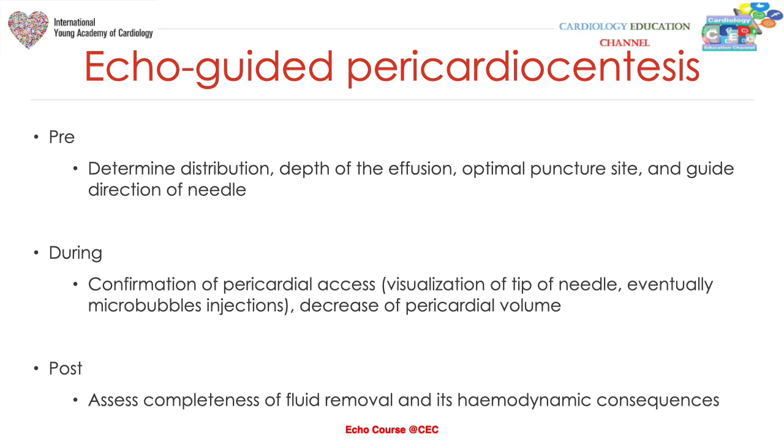Also, one of the big benefits of echocardiography is using echocardiography-guided pericardiocentesis. It has a big role in the pre-assessment for determining the distribution, the depth of effusion, the optimal puncture site, and the guide direction of the needle. During the procedure itself, it helps in the confirmation of the pericardial access, visualization of the tip of the needle, and eventually the microbubble injection to confirm that you are in the pericardial space, not inside one of the cardiac chambers, and to show the decrease of the pericardial volume with suction of the pericardial effusion. And post-procedure, it assesses for the completeness of fluid removal and hemodynamic consequences with disappearance of the signs of tamponade.